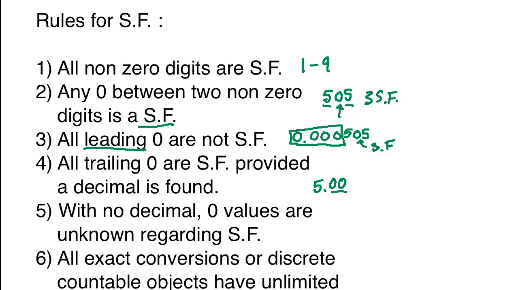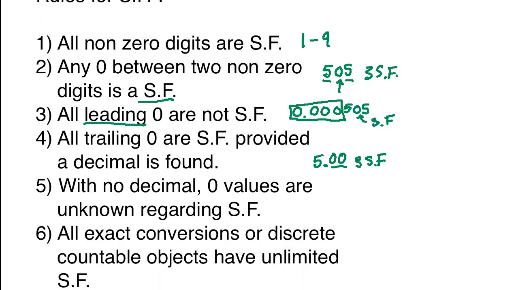So if a decimal is present, 5.00, any of the zeros that are trailing a non-zero digit are going to be considered significant. So this would have 3 significant figures. Both of those zeros would be counted as significant in this case because there is a decimal and they trail a non-zero digit. Now, what happens if there's no decimal?